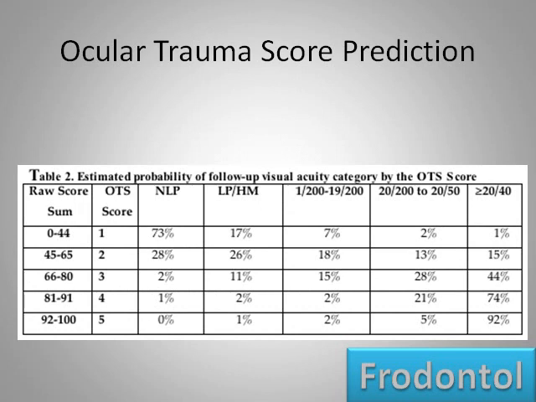On the upper left, you could see they would have an ocular trauma score of 2. And as you could see the probabilities across the chart on the second row, they would have more than a 1 in 4 chance of being completely blind in the injured eye.